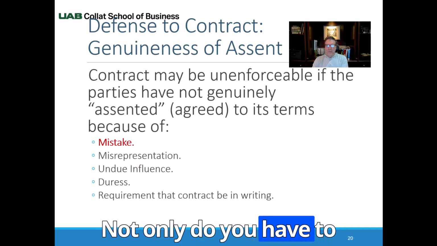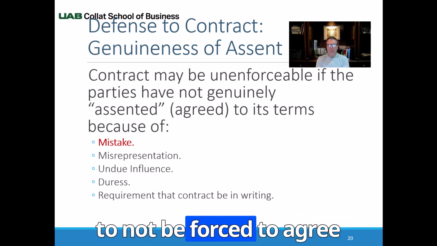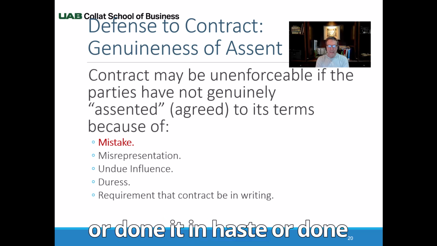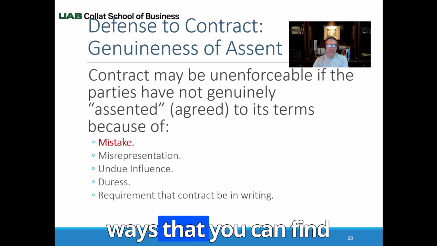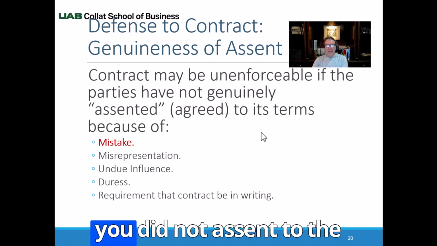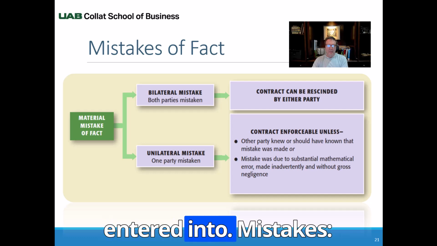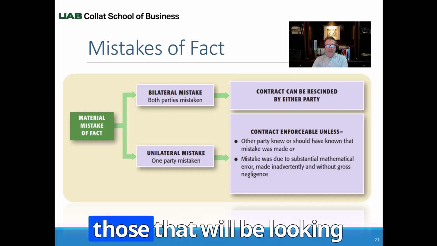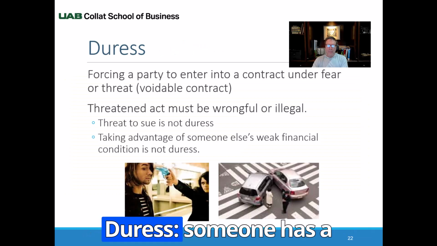Not only do you have to have agreed, but you have to not been forced to agree, or done it in haste, or done it by mistake. And here are the ways that you can find yourself maybe successfully arguing that you did not assent to the agreement that you entered into. Mistakes, there are two types of those that we'll be looking at, unilateral and bilateral.